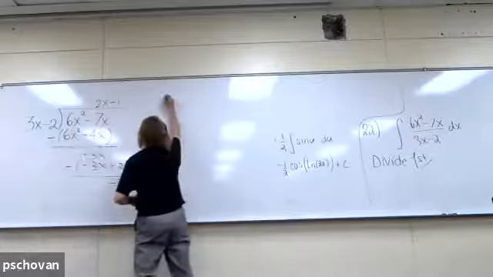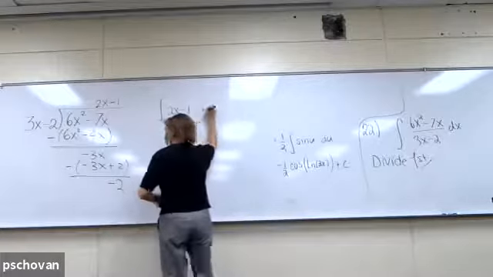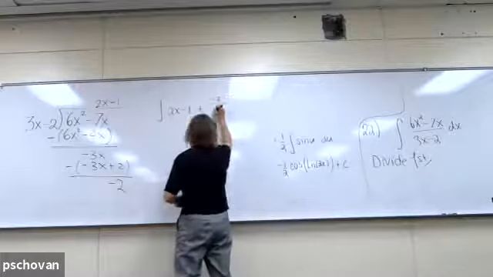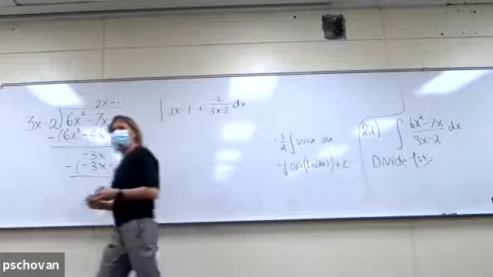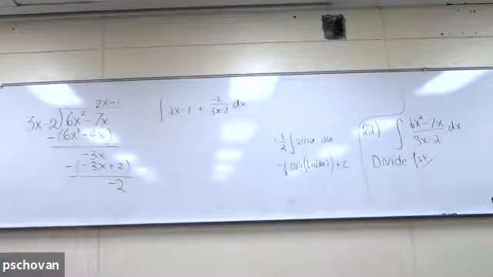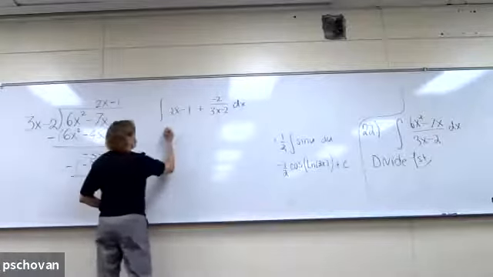So we integrate 2x minus 1 plus the remainder over the divisor. Has long division gotten any easier for you to recognize and to do? I'm asking my second semester calculus students if they can do long division. All right, here we go. This is x squared minus x.